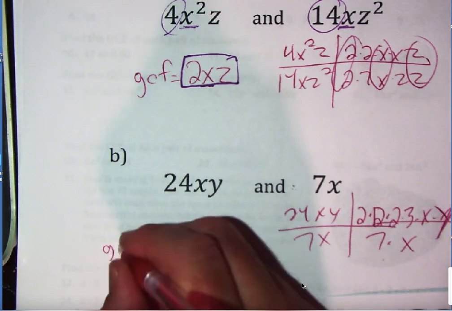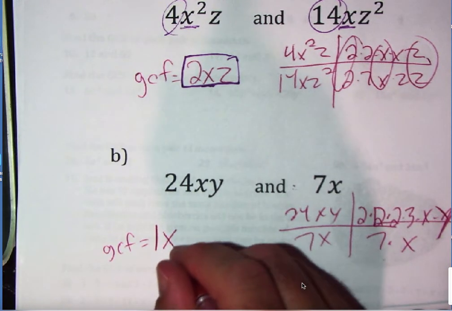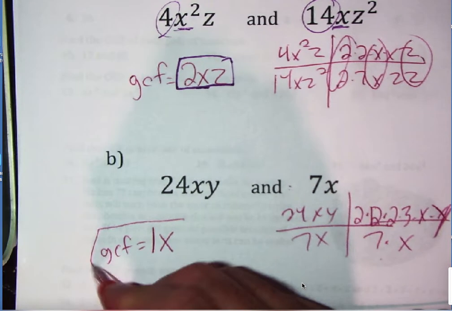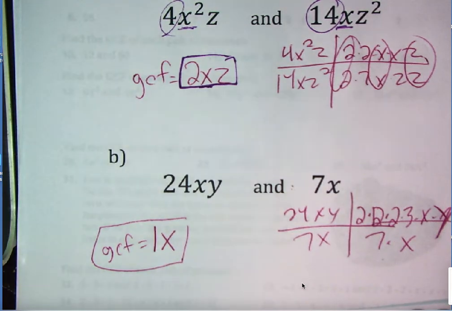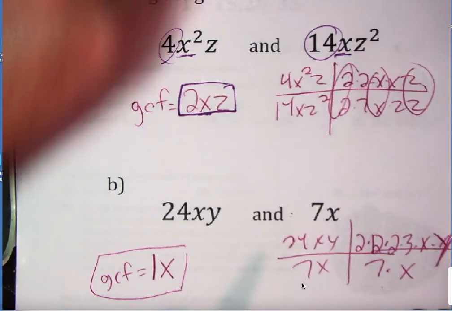Well, this has xy, this has x, so they only have 1x in common, right? And x, so there's your GCF, x or 1x. Boom, right? And we're going to need this shortcut strategy as we get a little bit more advanced.